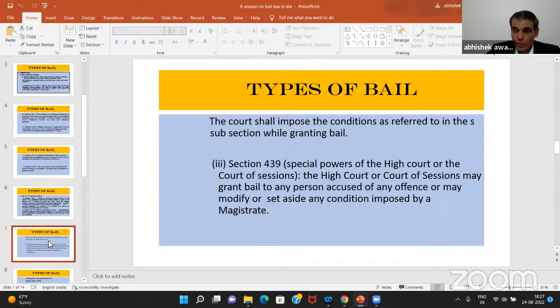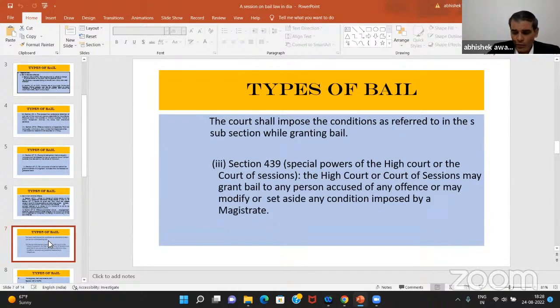The High Court or the Court of Sessions may grant bail to any person accused of any offense, or may modify or set aside any condition imposed by a magistrate. Two things they can do. They may grant bail to any person accused of any non-bailable offense, because in a bailable offense he has to get the bail. Offense here means non-bailable. Then they can modify or set aside the order passed by any magistrate, the terms and conditions imposed by a magistrate while granting bail.